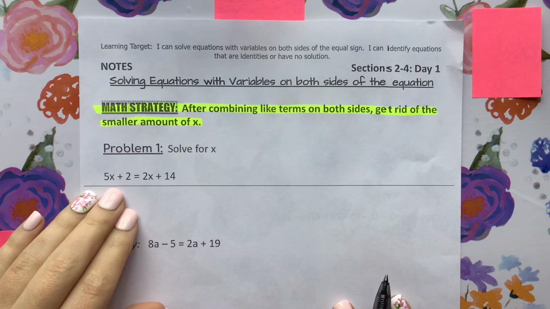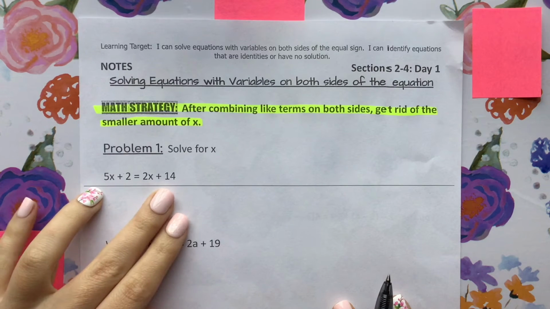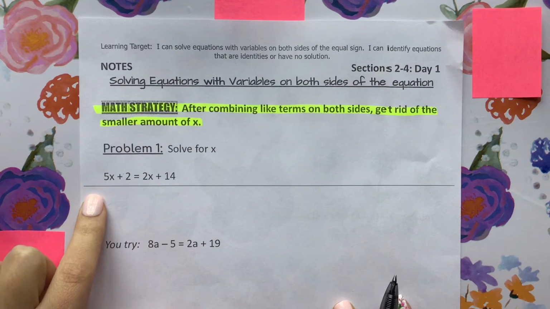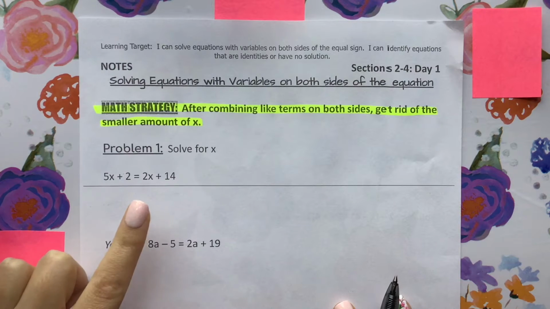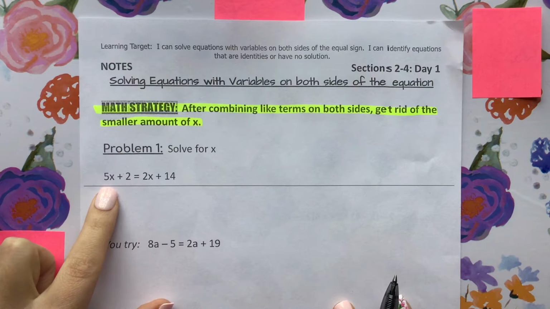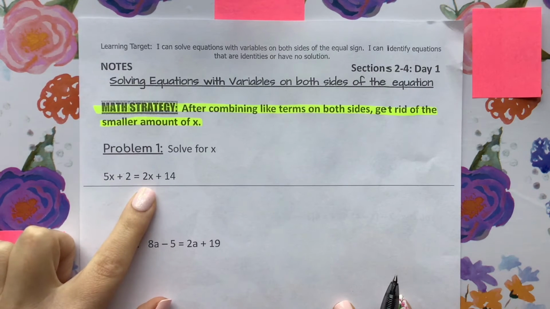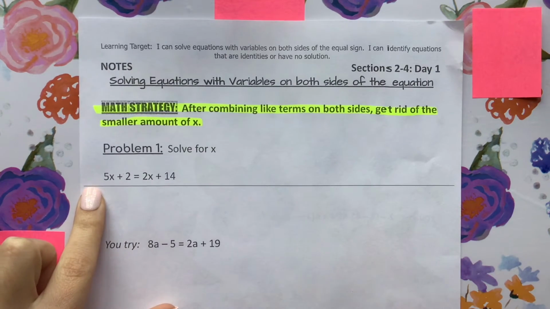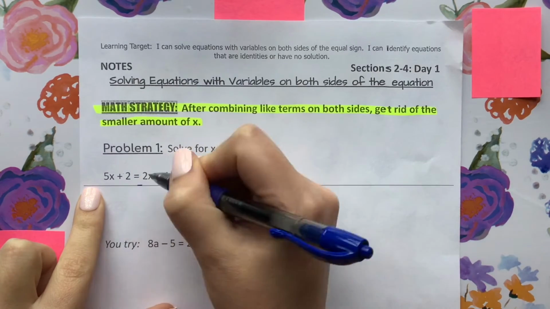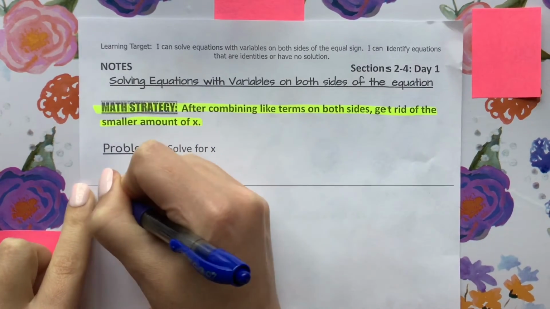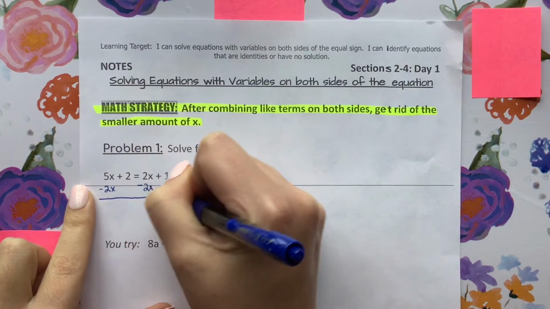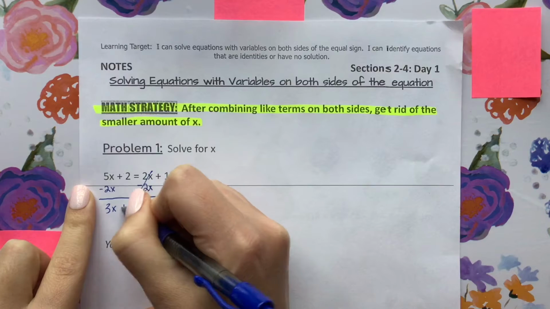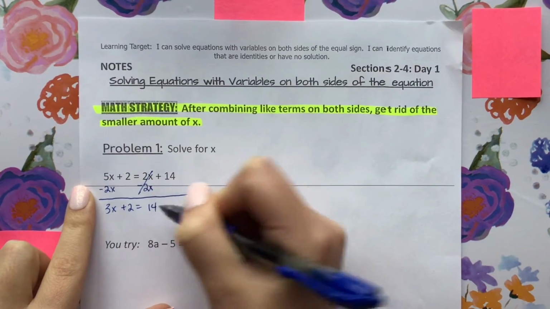So here we have 5x plus 2 is equal to 2x plus 14. So notice an x is on both sides of the equal sign. I need to get them on one side. So instead of moving the 5x, I'm going to move the 2x because 2 is smaller than 5, and it's easier to subtract 2 from 5 rather than the other way around. So I'm going to say minus 2x minus 2x. I'm getting my variables together. Now I have 3x plus 2 is equal to 14.